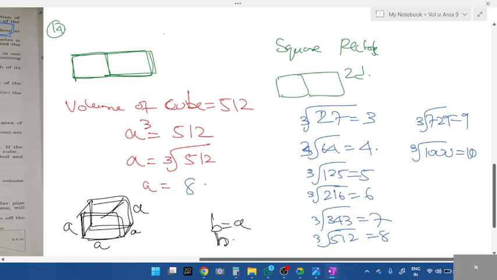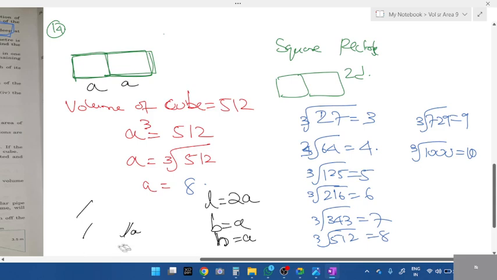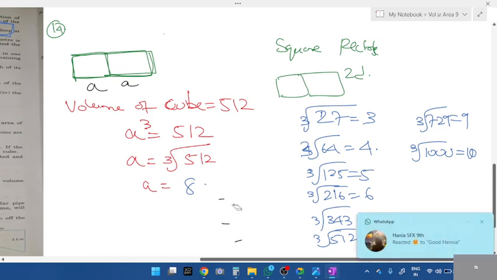It will convert into a cuboid. Breadth and height will remain the same. Only the length will become twice. It will become 2 into A. Remember this concept. Only the length will increase. The breadth and height will remain the same. When you join two cubes, you get A and A here. It becomes 2A. Length is equal to 2A. Write down this: length will become 2A for a cuboid.